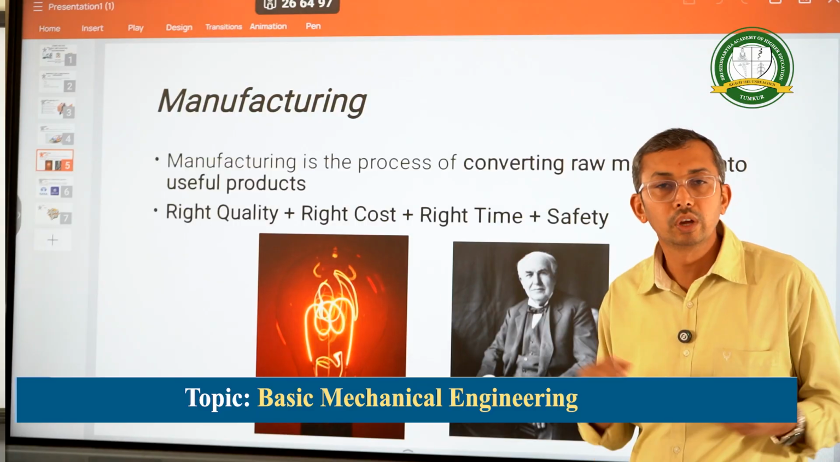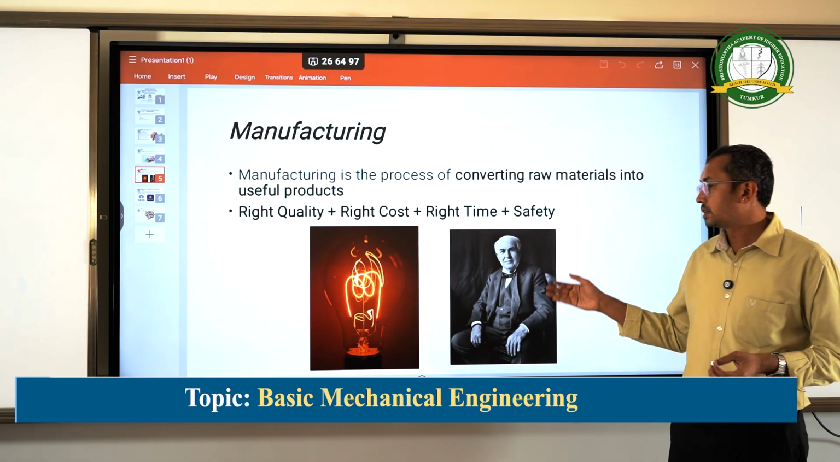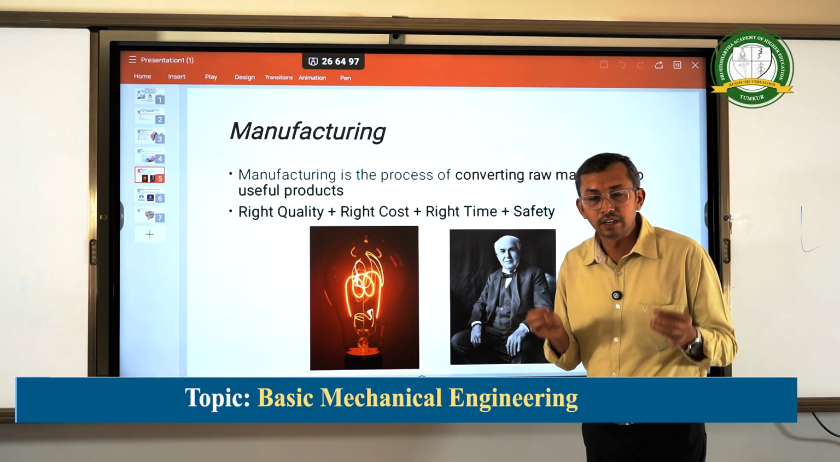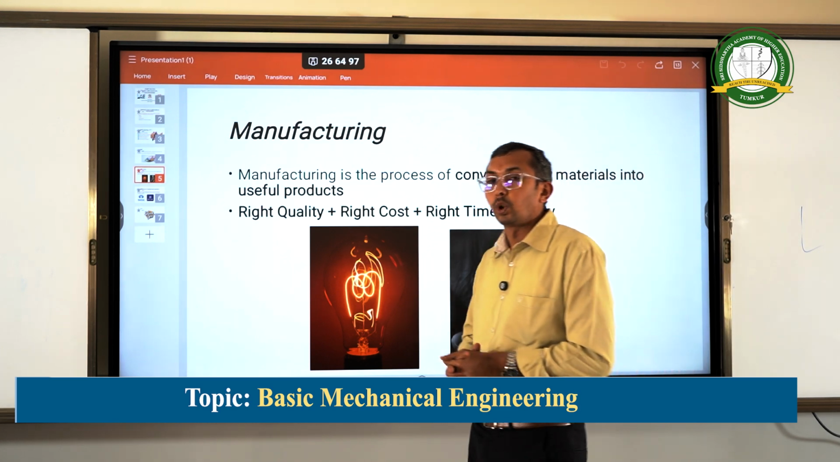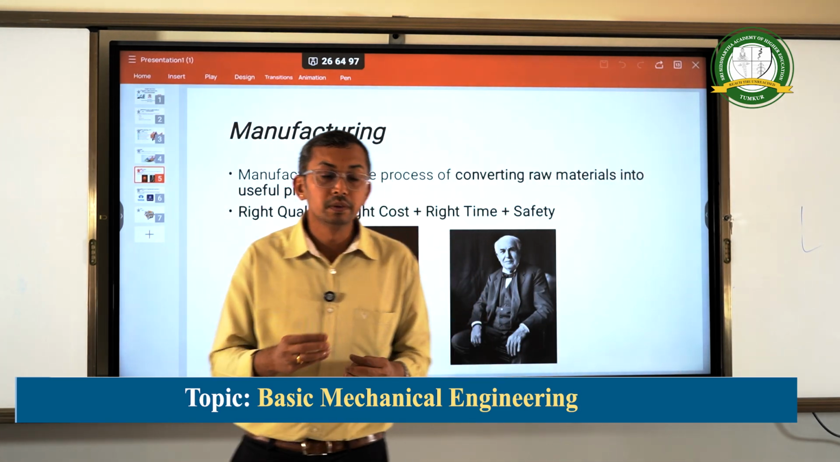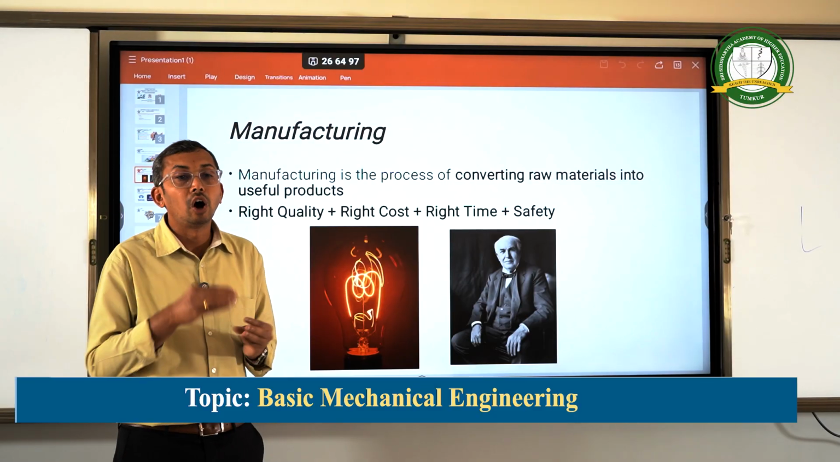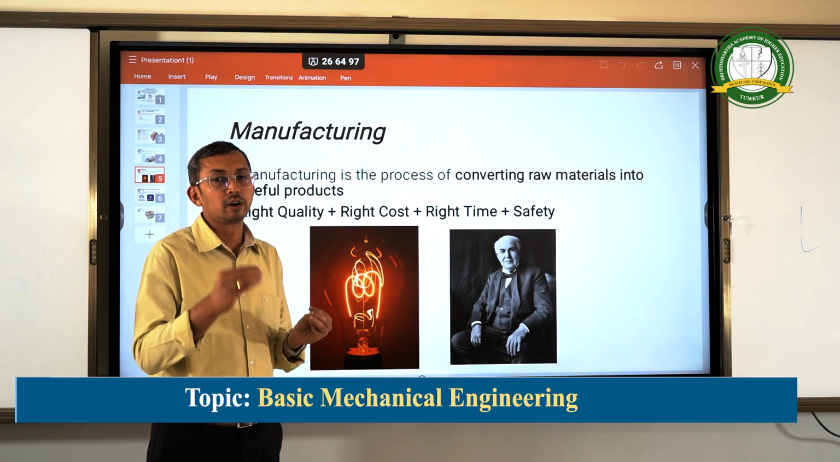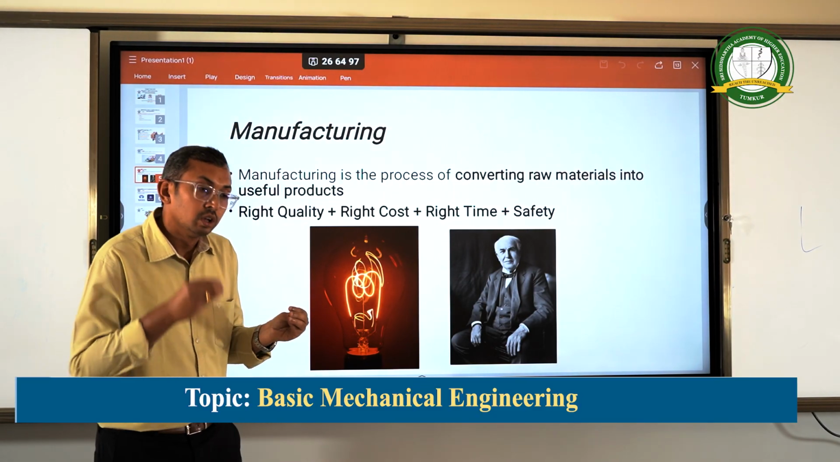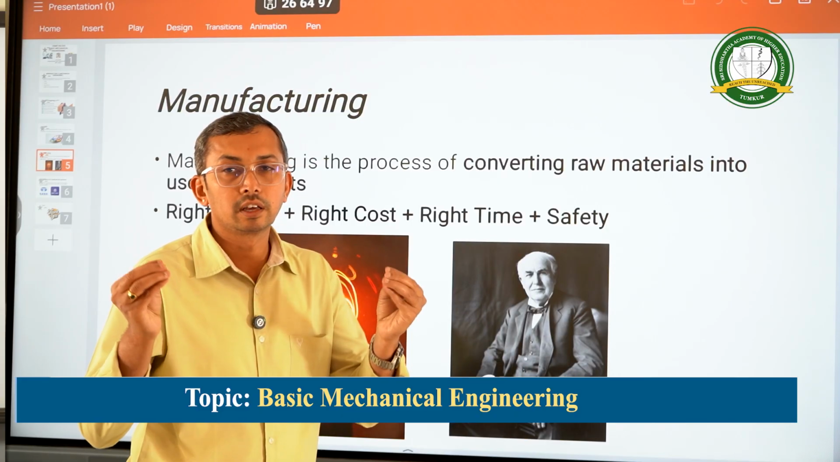Who invented the electric bulb? Thomas Alva Edison invented the electric bulb. So when he invented the bulb, how was he able to target the customers, how was he able to manufacture the product, how was he able to produce the product at a lower cost?